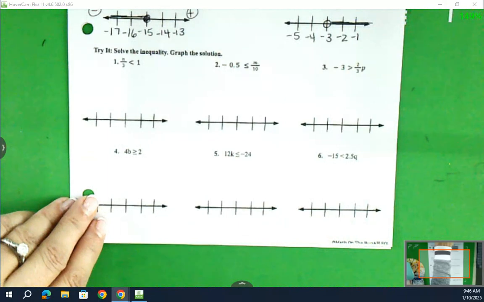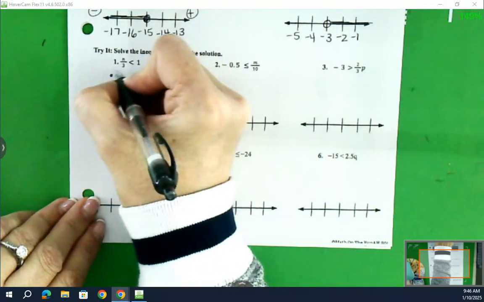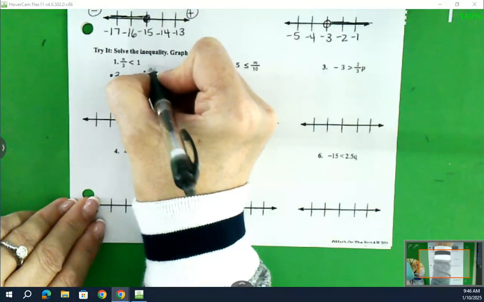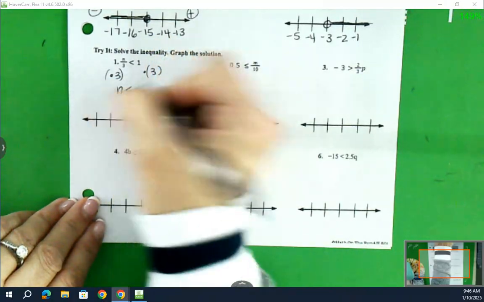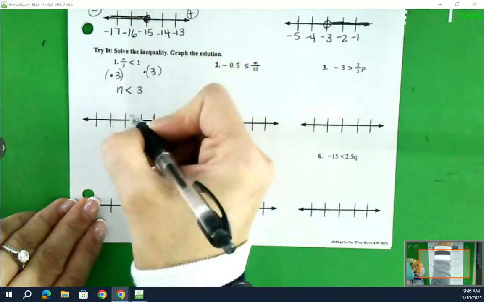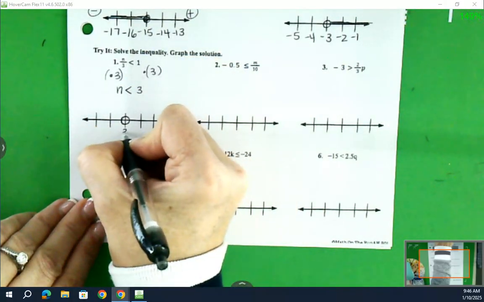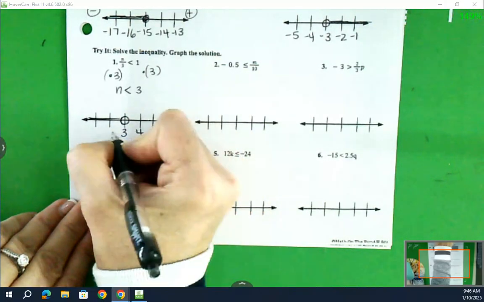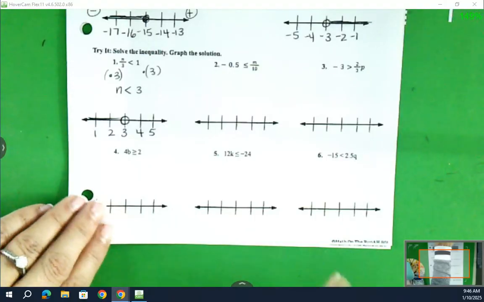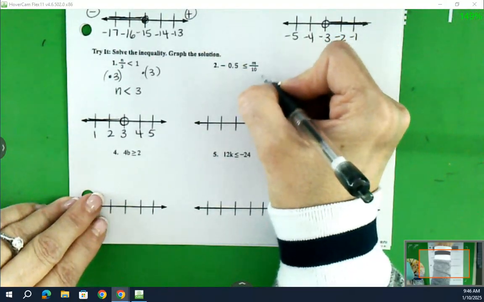All right, looking at number 1 here, we have n divided by 3, so we're going to multiply by 3, both sides. And we get n is greater than, 1 times 3 is 3. Oh, I'm sorry, n is less than. So we're going to have an open circle at 3. Less means to the left. 4, 5, 2, 1.